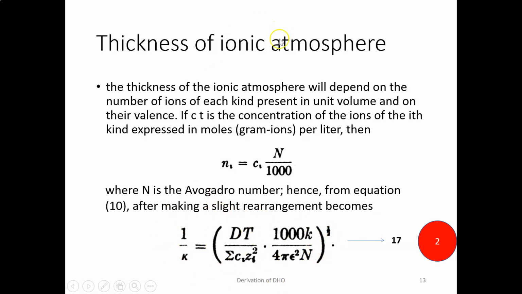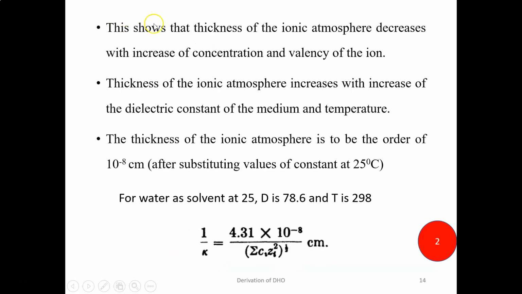1 by kappa is actually the thickness of the ionic atmosphere. We already found what kappa is, and now we are substituting the values corresponding to N and other terms in that equation to obtain the value for 1 by kappa. This shows that the thickness of the ionic atmosphere decreases with increase in concentration and valency of the ion. So as the concentration and valency increase, the ionic atmosphere thickness decreases.